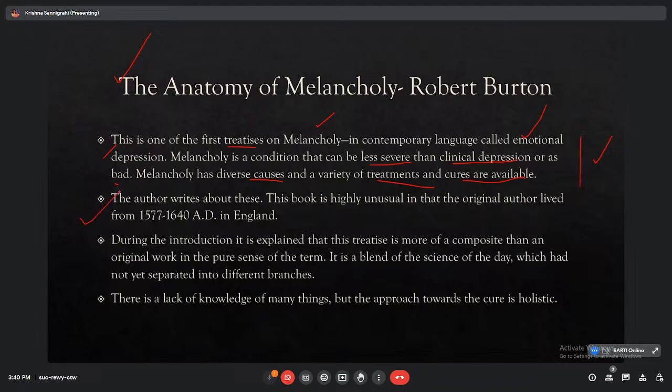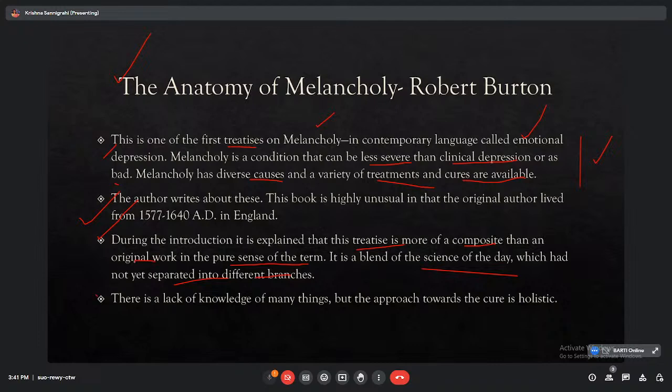This book is highly unusual in that the original author lived from 1577 to 1640 AD in England. In the introduction, it is explained that this treatise is more of a composite than an original work in the pure sense of the term. It is a blend of the science of the day, which had not yet separated into different branches.